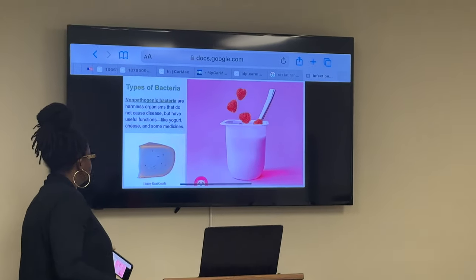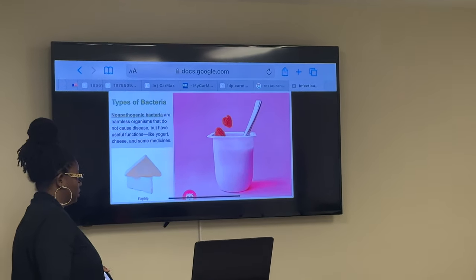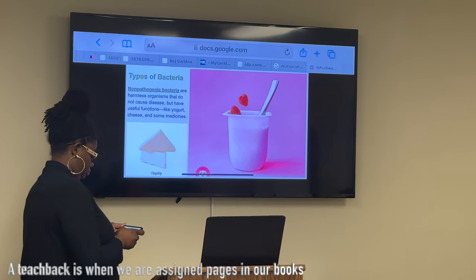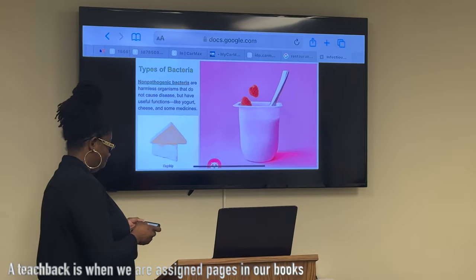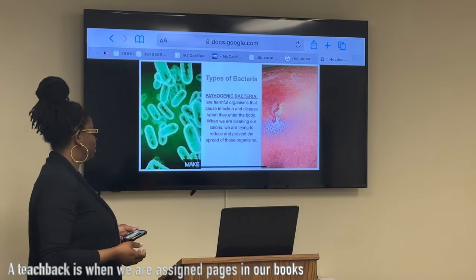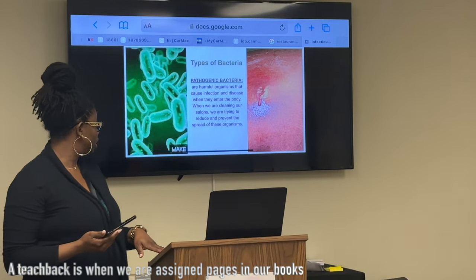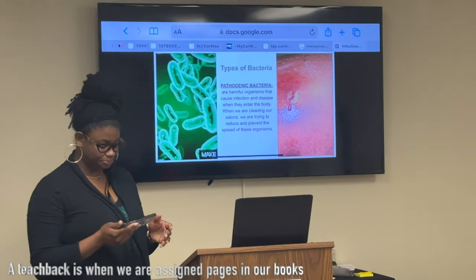But some have useful functions, like in yogurt and cheese. There are also harmful organisms that cause infection and disease when they enter the body. When we are cleaning our salons, we're trying to reduce and prevent the spread of these organisms.